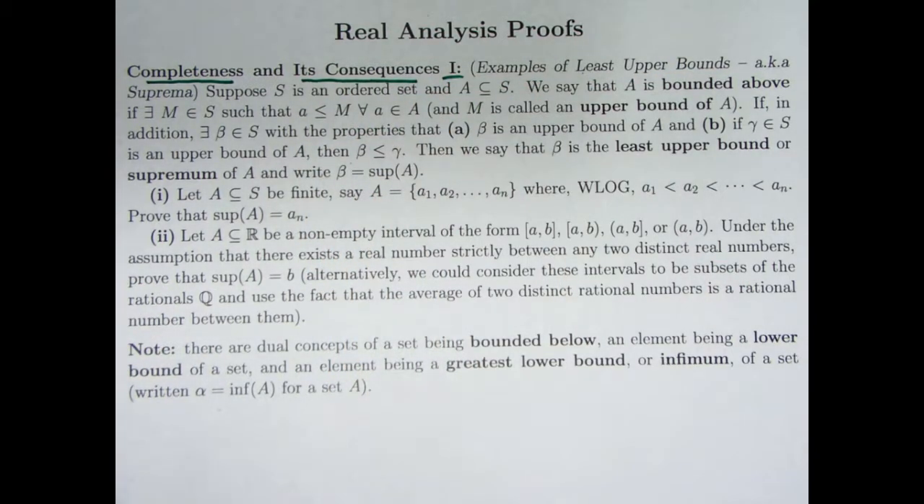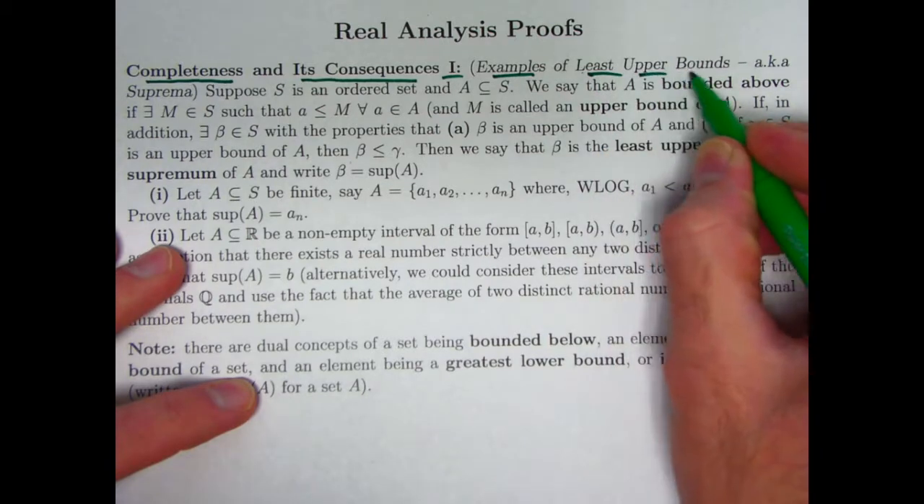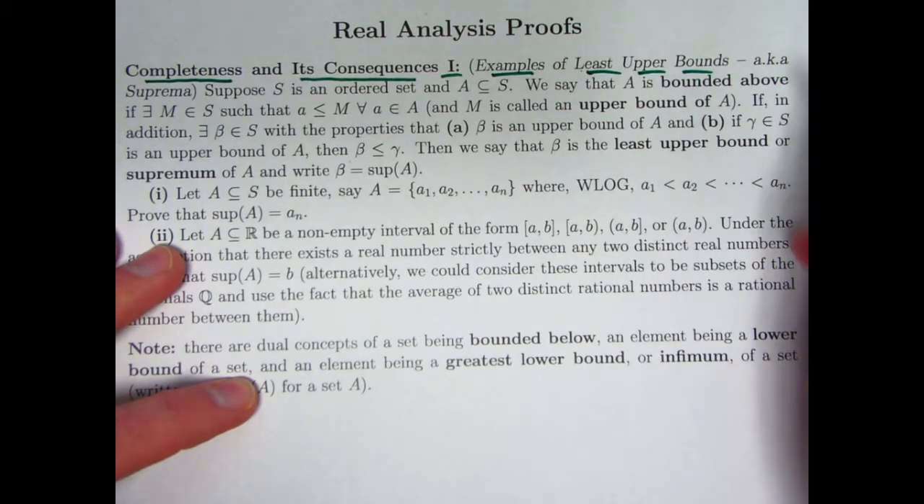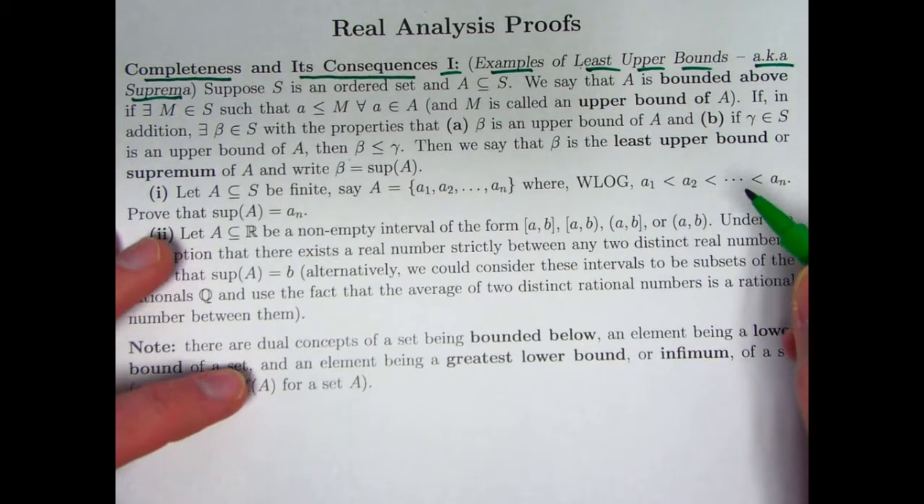The completeness property, which I'm not going to state right now, is what distinguishes the real number system from, for example, the rational number system. It's kind of a difficult thing. It's going to take a while to really get this if you start from scratch. So I think it's best to start off with some examples. Examples of what are called least upper bounds of sets, also known as suprema of those sets.